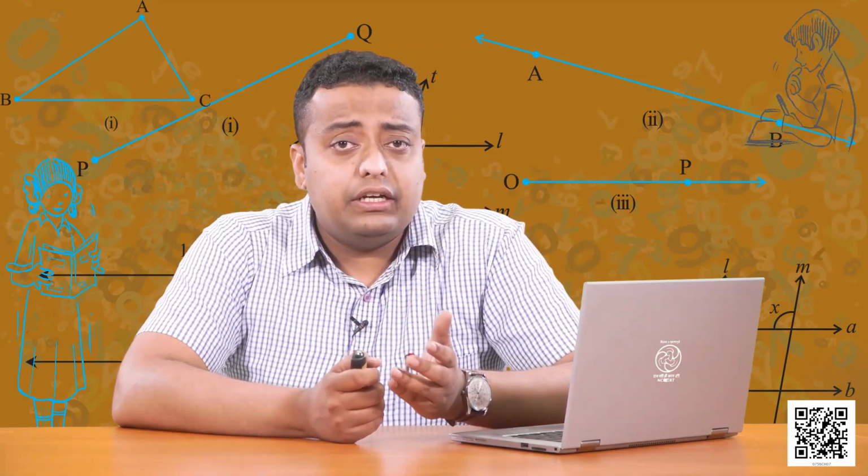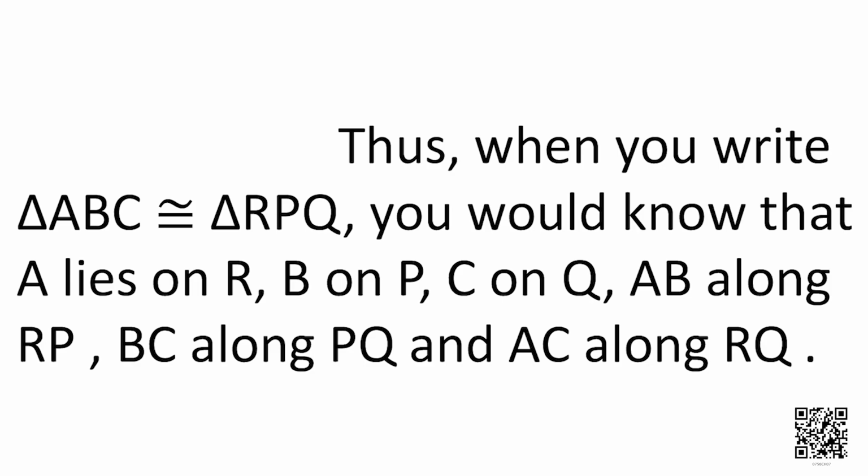Now students, take care that the order of the letters in the name of the congruent triangles displays the corresponding relationships. Thus, when we write triangle ABC is congruent to triangle RPQ, we should know that A lies on R, B lies on P and C on Q, and AB along RP, BC along PQ and AC along RQ. So this is understood by this symbolic statement.